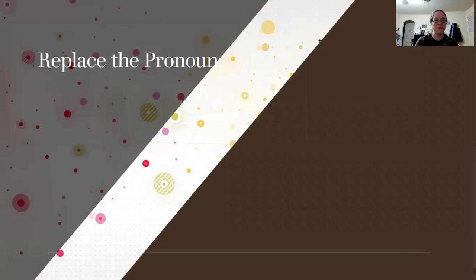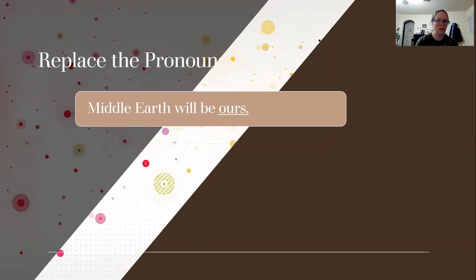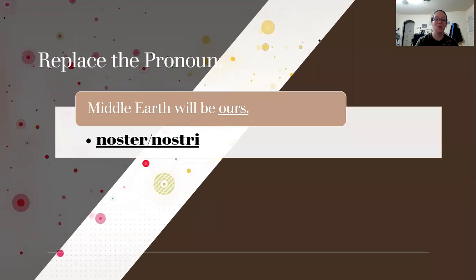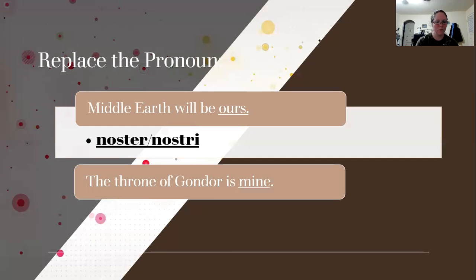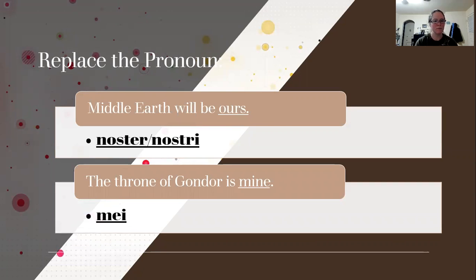Okay, so let's try replacing the pronoun with some genitive forms. Middle Earth will be ours. How do we say ours in Latin? Noster or nostri. The throne of Gondor is mine. Mei.